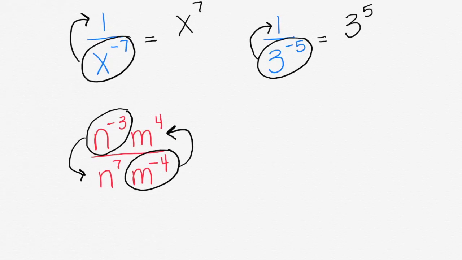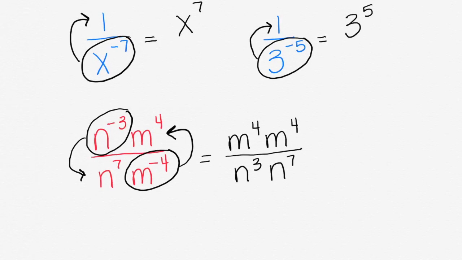So I'm just going to rewrite this problem. I now have m to the 4th and m to the 4th. In the denominator, I have n to the 3rd and n to the 7th. Now, we have the multiplication rule of exponents, which tells us that when you have the same base, we take the exponents and we add them together. So this will become m to the 8th over n to the 10th.